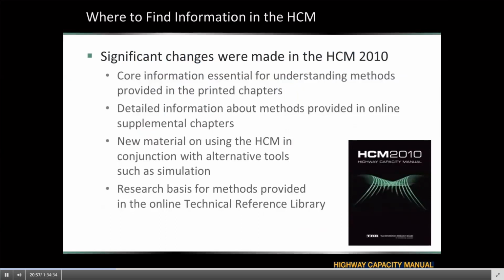The online supplemental chapters provided calculation details for the more complex methods and other information primarily of interest to a subset of HCM users. For some methods requiring iterative calculations, computational engine code listings provided in the online technical reference library offered the greatest level of detail. The online library also provides access to many of the research reports that document the development of HCM methods.